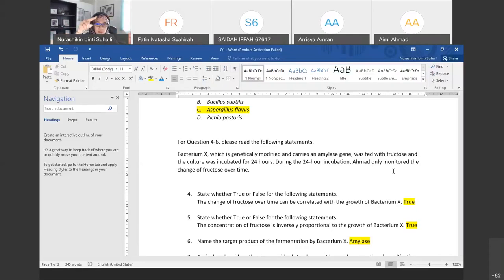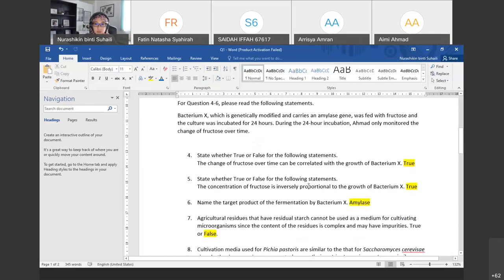Kalau dia diguna by the bacteria for growing and for producing the product, dia akan reducing throughout the time. It's not going to be increasing, right? So the fructose will be decreasing, and the growth, if there is a growth, it will be increasing. So of course, the substrate, not just in this case fructose, but substrate in general, is inversely proportional to the growth of the organism that we grow. Okay, so the answer is true. You should understand what inversely proportional means. Perhaps you will use these kind of terms when you describe the graph or the results. Should know what it means.